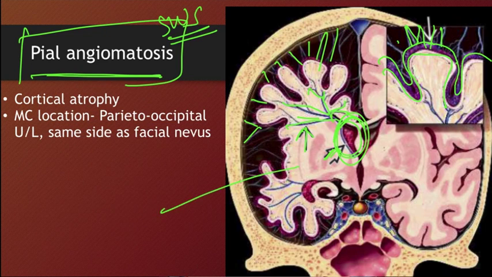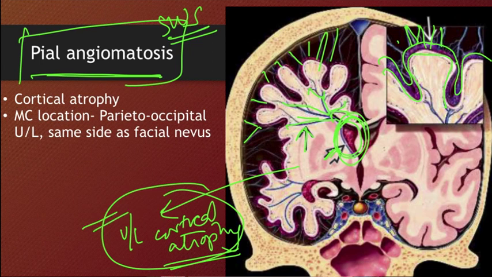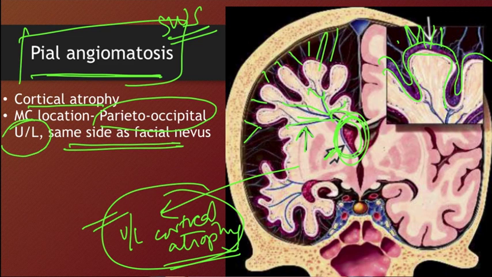Now what happens is there is unilateral cortical atrophy because of venous infarcts. So because of venous infarcts, as the patient grows older, there is this unilateral cortical atrophy which goes on, and the most common location of it is the parieto-occipital region. Again it is unilateral and the atrophy is on the same side as the facial nevus. So the cortical atrophy and the facial nevus will be seen on the same side.